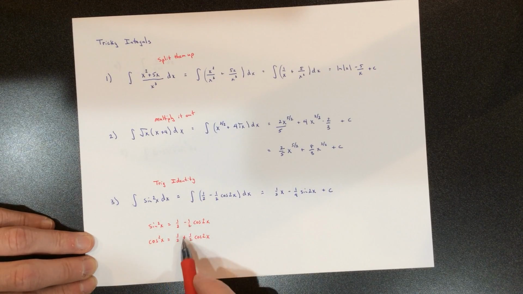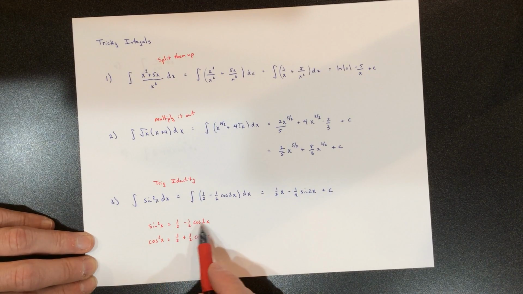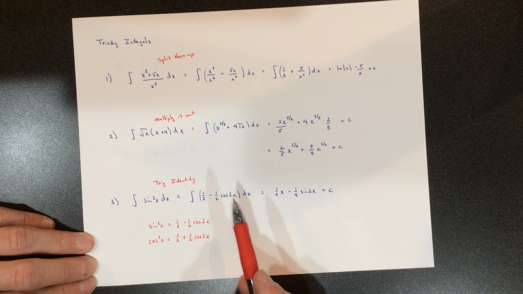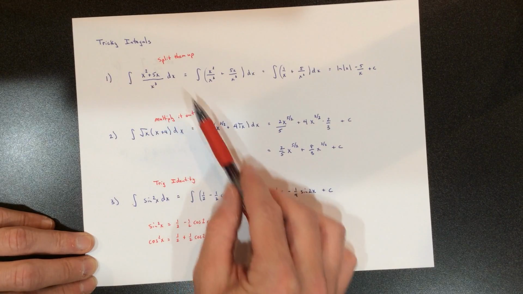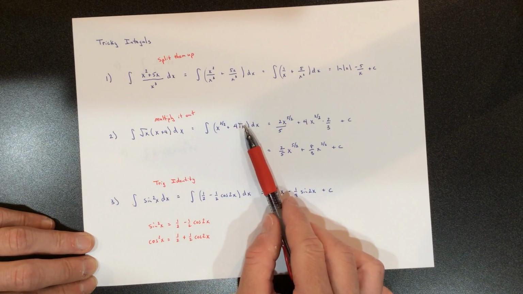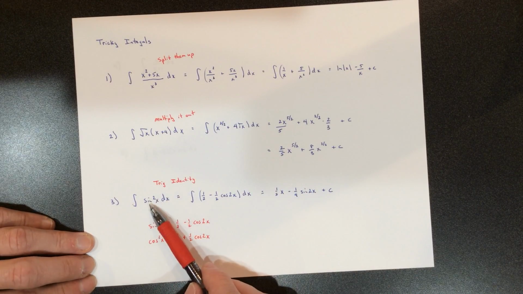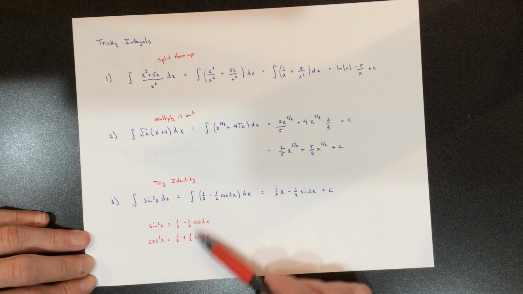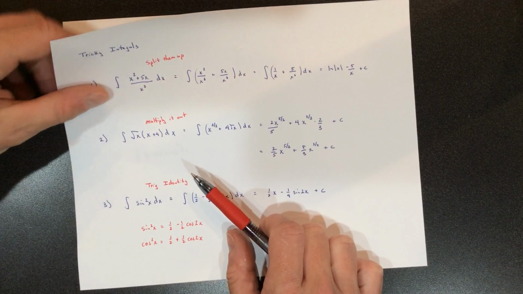The only difference is this sign here. Again, both of them turn into cosine 2x's, which you can integrate using a little u substitution. Okay, so this one, split them up. This one, multiply it out and then integrate separately. And this one, unfortunately, you just got to use a trig identity to change sine squared or cosine squared into this and then integrate that result.